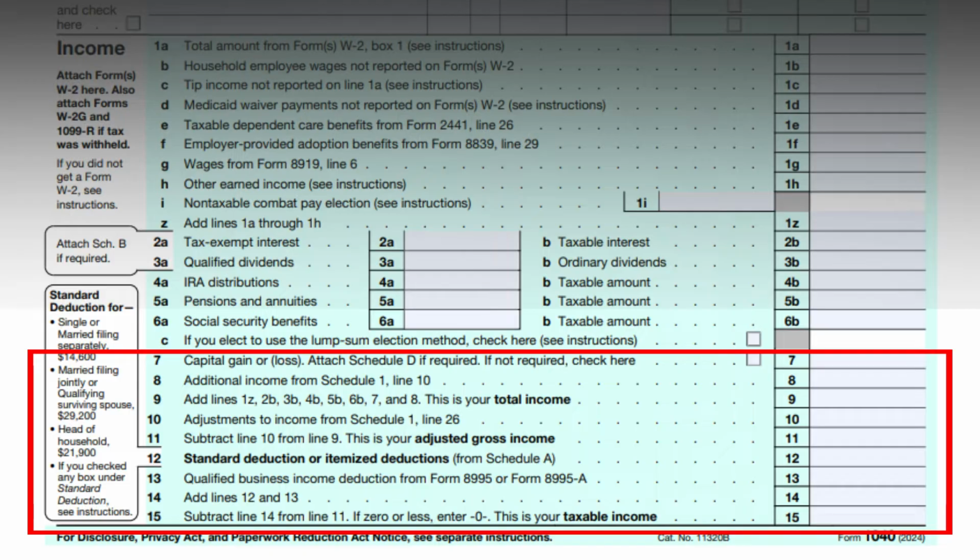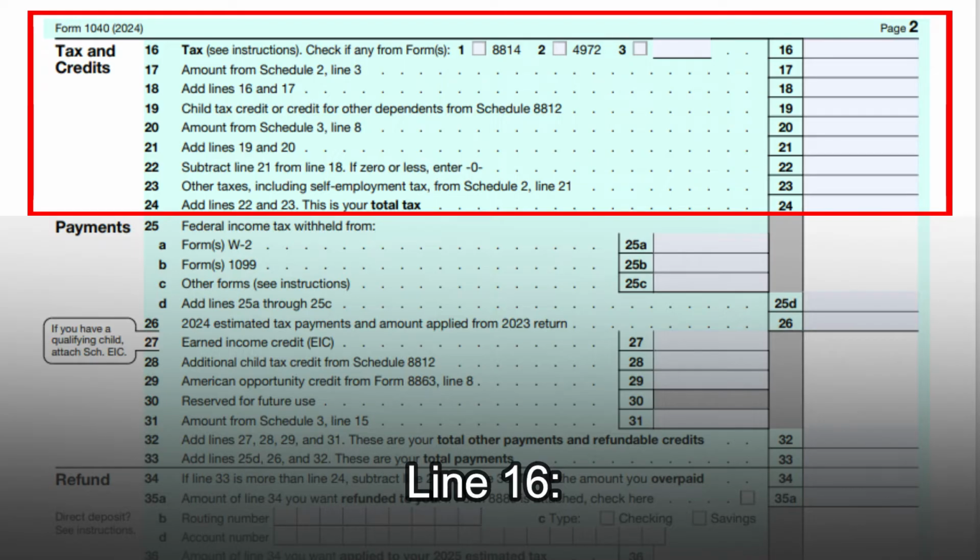It's crucial to carefully check each form and line, especially if you're including various sources of income like retirement distributions, interest, or capital gains. Line 16. This is where you enter your total tax amount, which may come from various forms like Form 8814, Parents' Election to Report Child's Interest and Dividends, Form 4972, Tax on Lump Sum Distributions, or others. Line 17. This is the amount from Schedule 2, Line 3, which includes additional taxes such as the Alternative Minimum Tax, AMT, or other taxes.